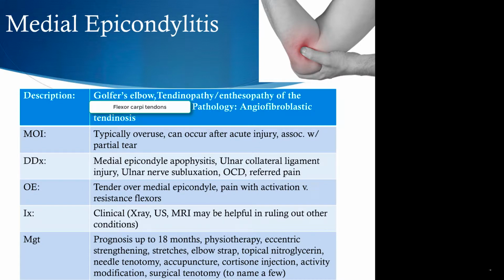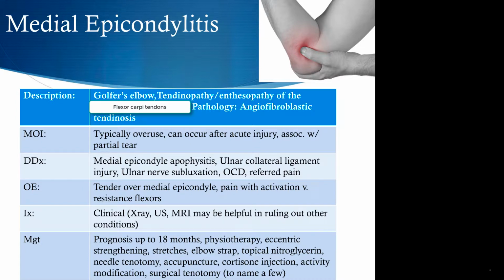Typically, it is overuse, can occur after an acute injury or be associated with a partial tear, but once again, it can also happen in the absence of activity, usually with some underlying medical condition. Differential diagnoses include medial epicondyle apophysitis in the pediatric population, ulnar collateral ligament injuries, ulnar nerve subluxation, osteochondral defects, and referred pain.